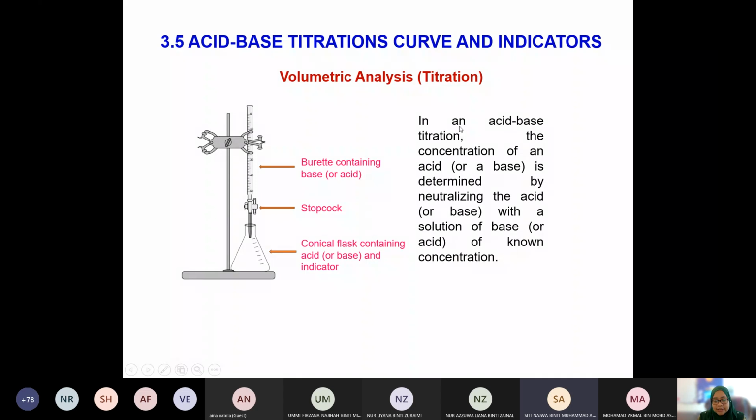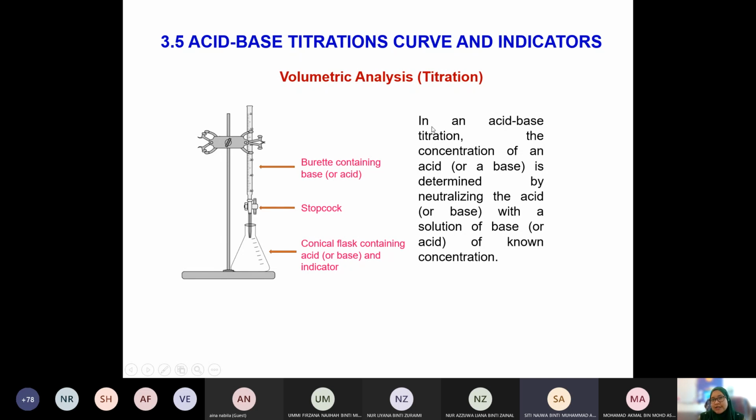Then later we can find the pH. Okay, alright. In an acid-base titration, the concentration of an acid or a base is determined by neutralizing the acid or base with a solution of base or acid of known concentration. Don't read the part in brackets yet. Read the one without the brackets.